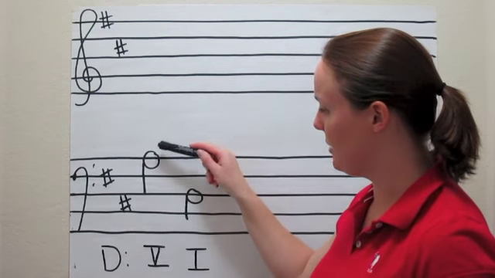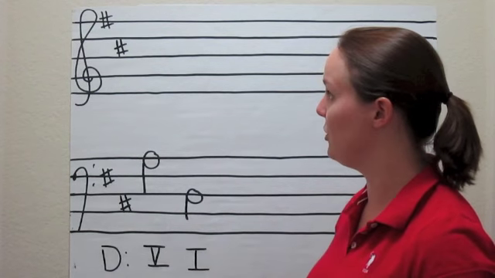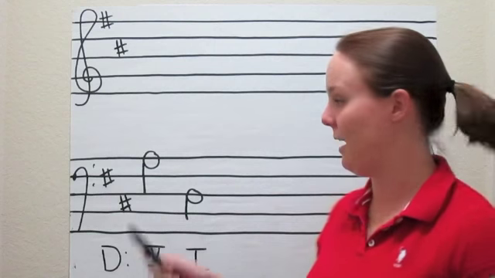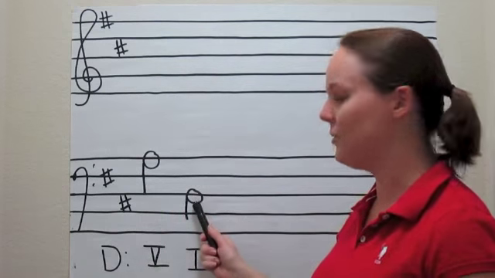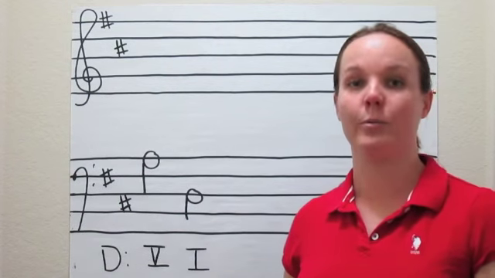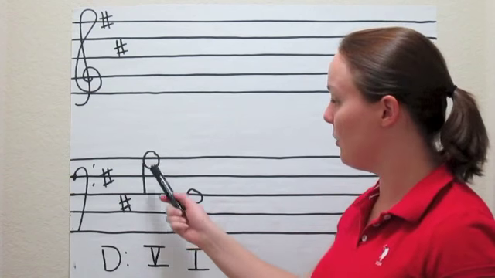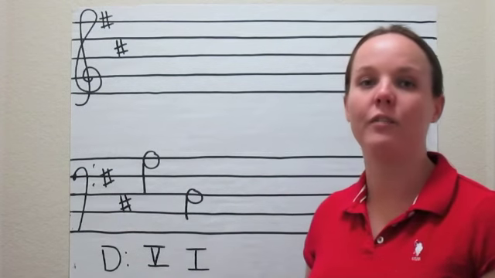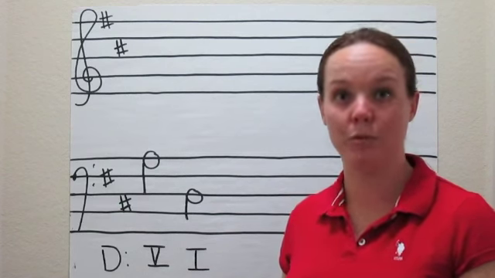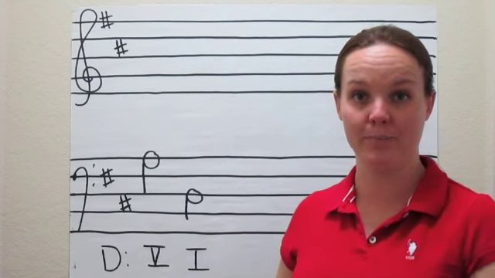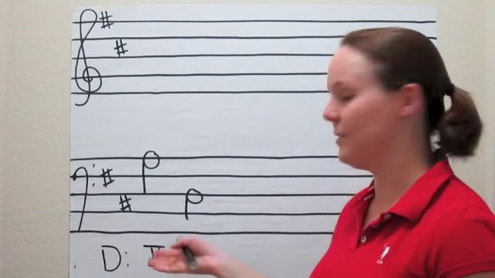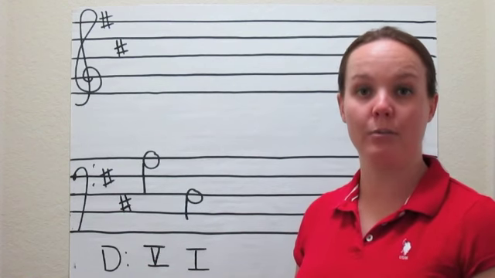So our bass note in our 5 chord, which is an A, C sharp, E chord, is A, and it's moving down to a D in our 1 chord, which is D, F sharp, A. So from A to D is the interval of a fifth, and our bass note has moved down the interval of a fifth.